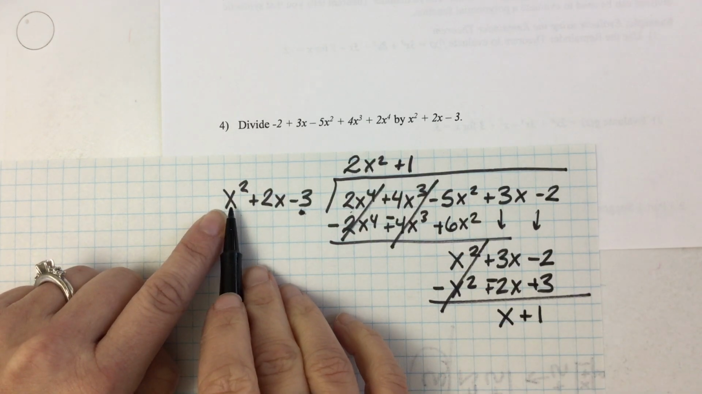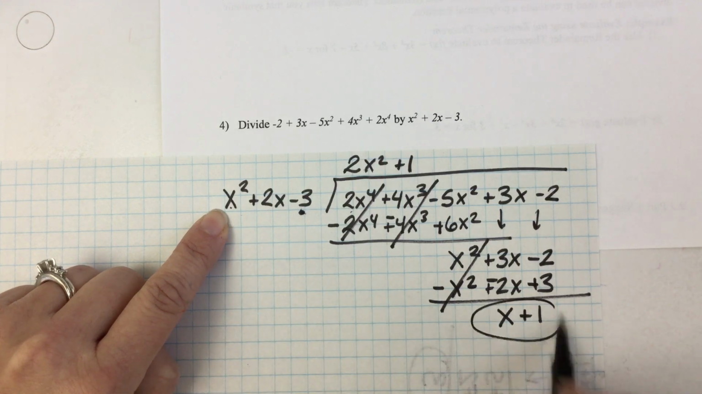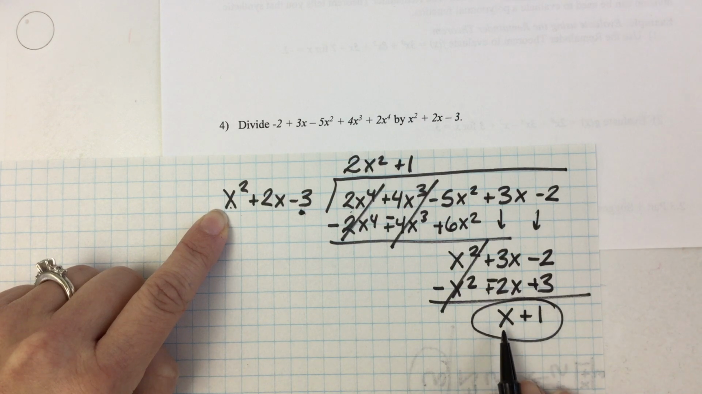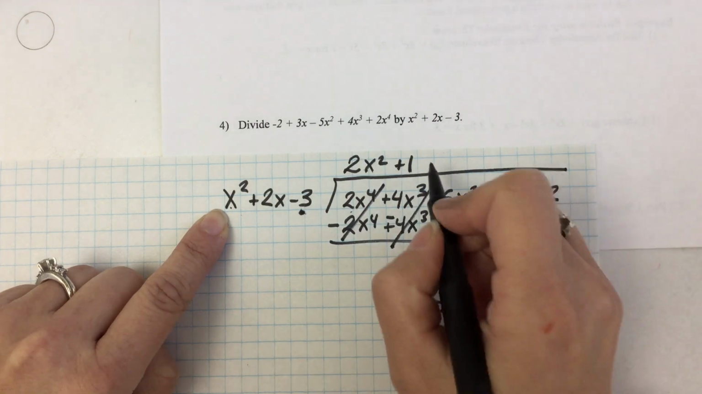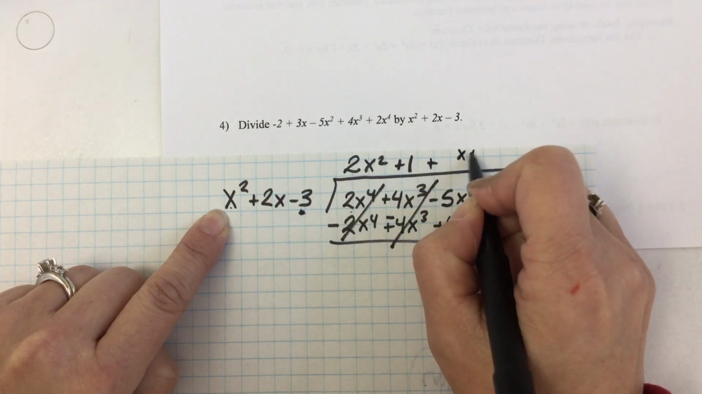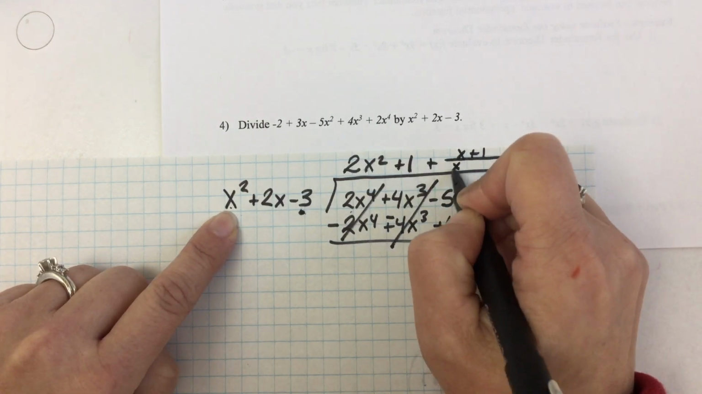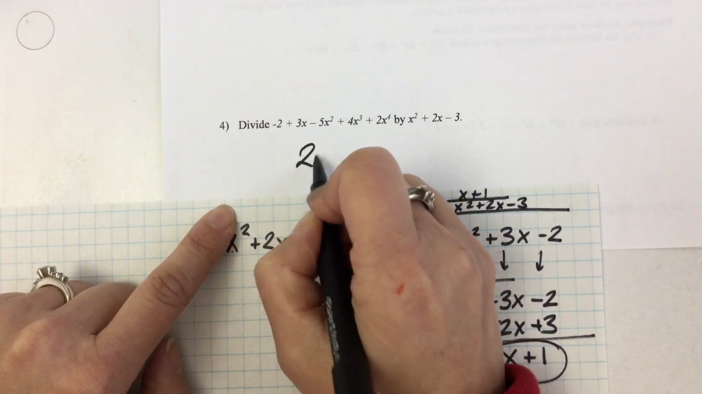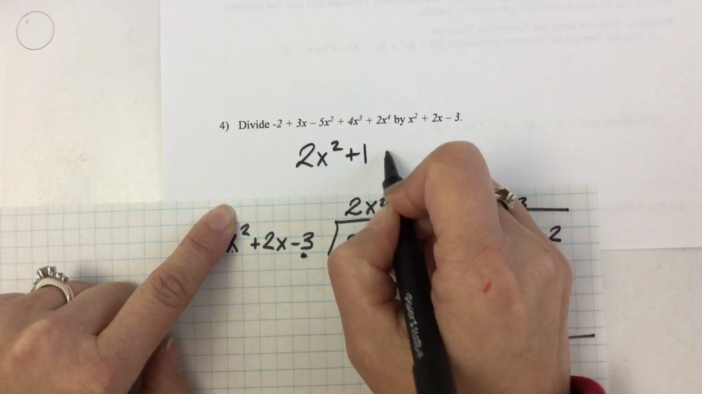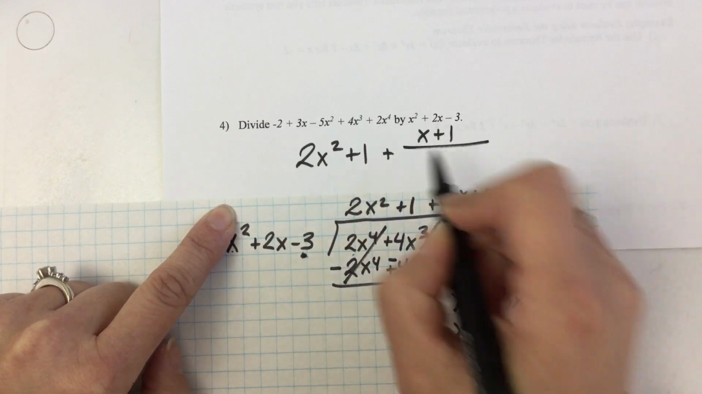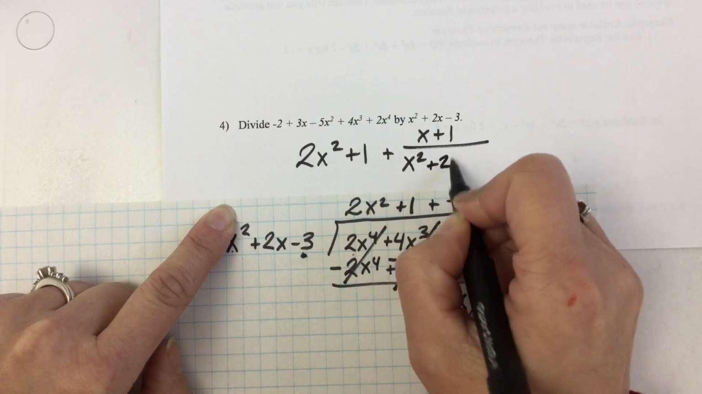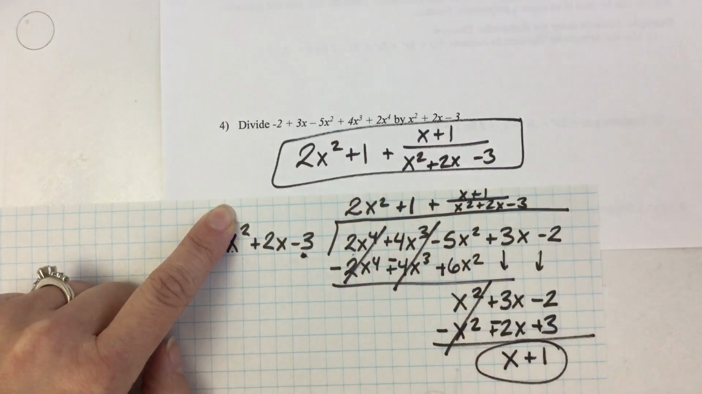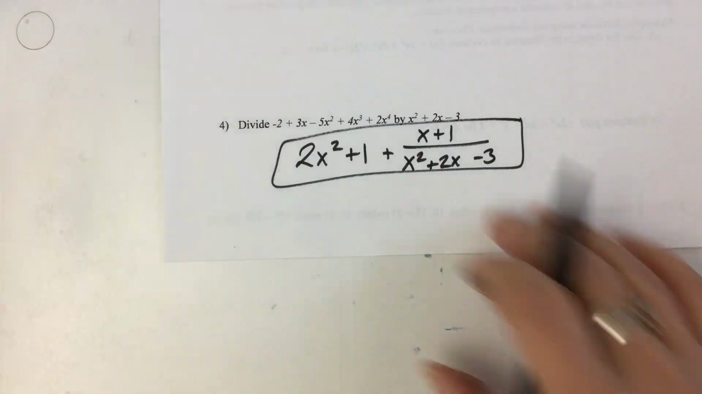I cannot change x squareds into x's. So it's possible to have a remainder that has more than 1 term. And it's possible to have variables in your remainder. The first value is positive, so it's plus x plus 1 over your divisor, x squared plus 2x minus 3. So our solution actually looks like this: 2x squared plus 1 plus the fraction x plus 1 over x squared plus 2x minus 3. And that, my friends, is long division. Let's go ahead and turn the page.